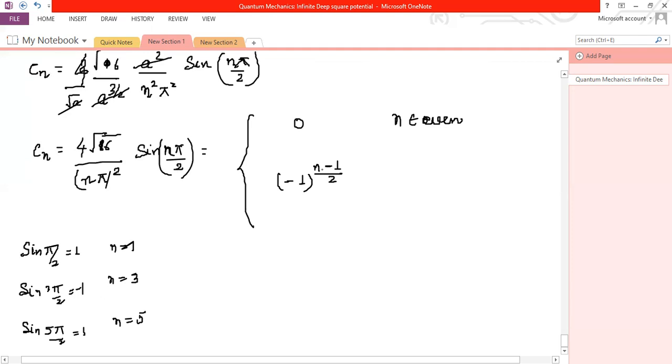Place n equal to 3: 3 minus 1 is 2, 2 divided by 2 is 1, minus 1 raised to power 1 is minus 1. So clear. Place n equal to 5: 5 minus 1 is 4, 4 divided by 2 is 2, minus 1 raised to power 2 is 1. So basically sine n pi by 2 is this. And the remaining portion would come, which is simply 4 root over 6 divided by n pi upon 2 whole square, when n is odd.